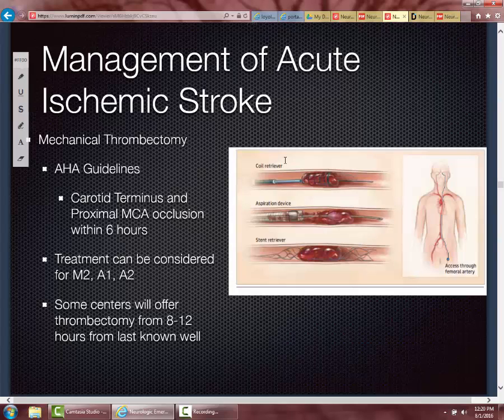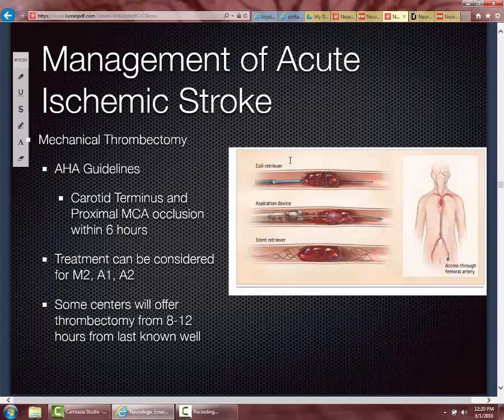The technology advanced between 2013 and 2015. They have these new stent retrievers, where you pass the guide wire past the clot, it opens the stent up, and it pulls the whole clot back. And the recanalization rate with these was between 75 and 100%.